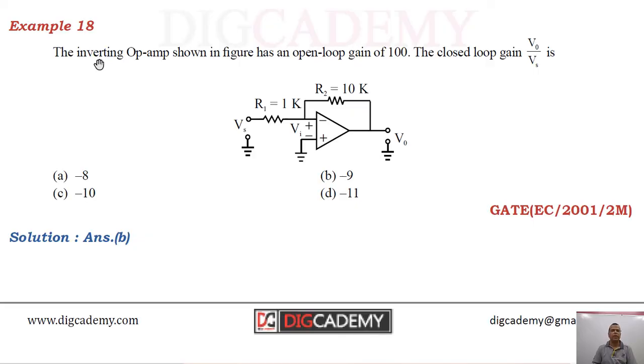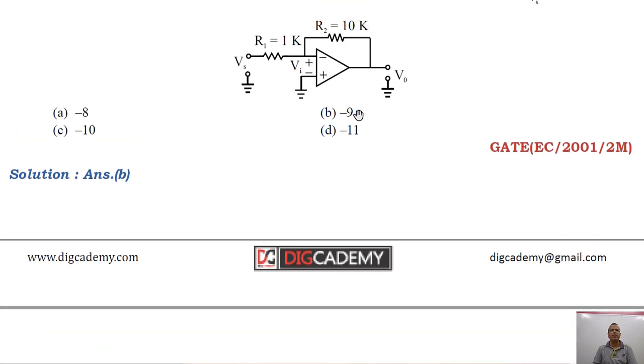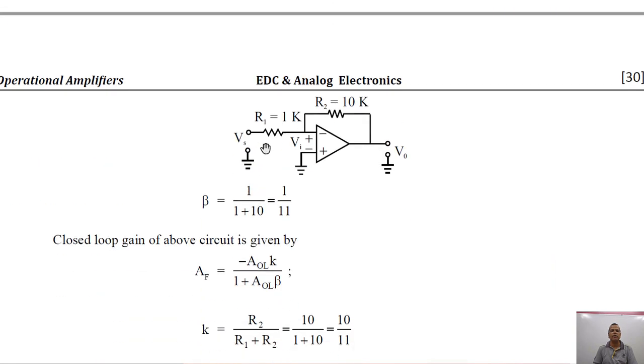Let us see an example on inverting configuration or voltage shunt feedback configuration of op-amp. So we have an inverting op-amp shown in the figure, which has an open loop gain of 100. So open loop gain of this op-amp is 100. The closed loop gain we have to find. So we have to find the closed loop gain of this operational amplifier. So we will be applying the concept of feedback here. So beta for this configuration will be R1 by R1 plus R2. So beta for this is R1 by R1 plus R2, which is 1 by 11.